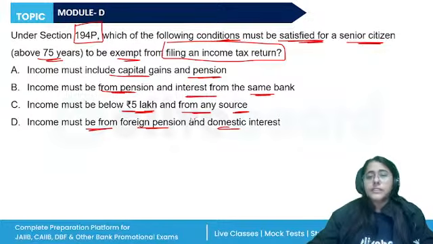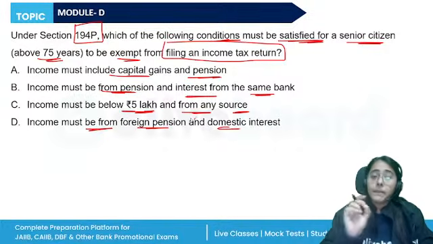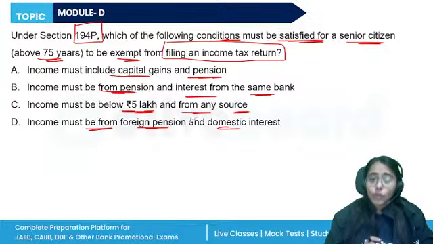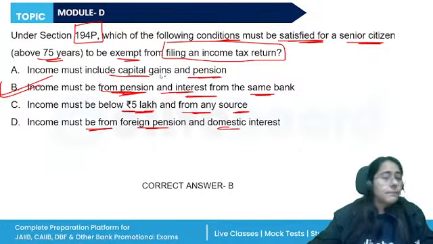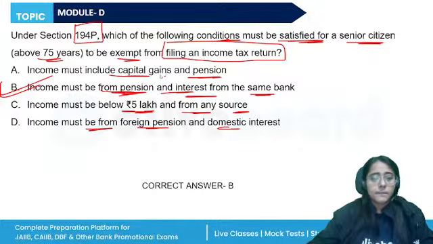So those senior citizens aged 75 years who have a pension and interest income from the bank as their only source of income are given a conditional relief. So the correct answer is B. Income must be from pension and interest income from the same bank. Yes, correct. If they have income and pension from the bank, they are given conditional relief.